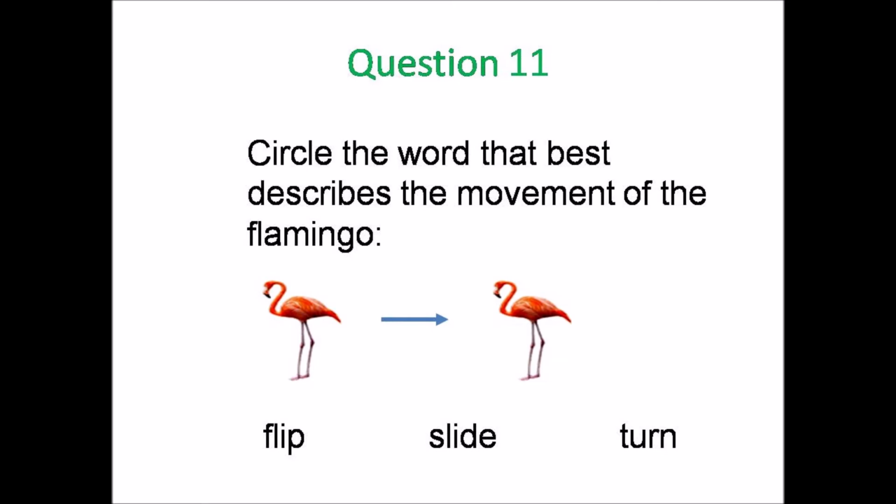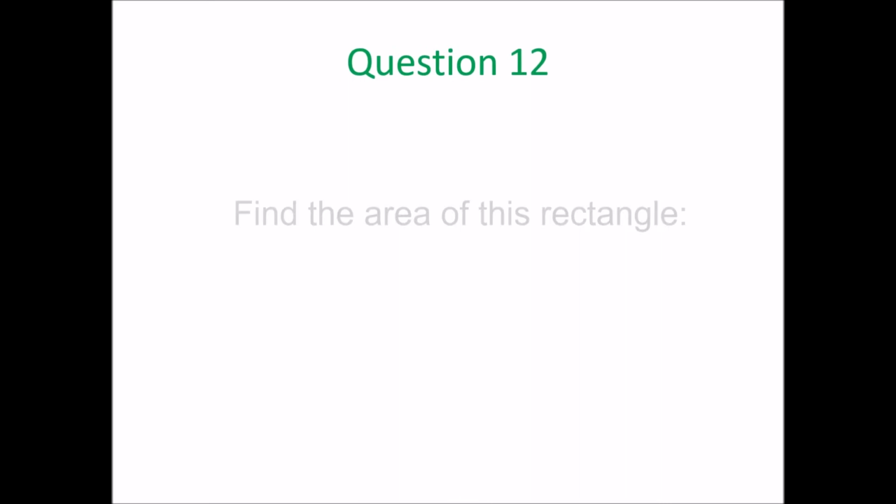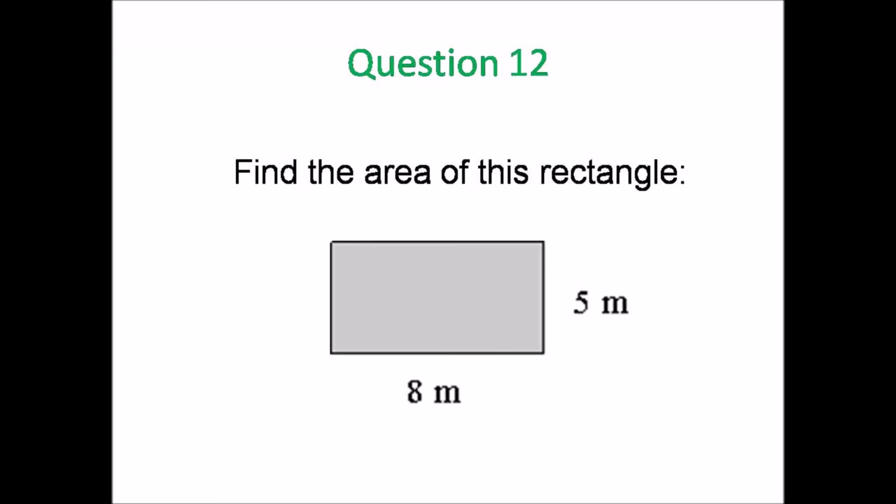Question 11. Circle the word that best describes the movement of the flamingo. Is it a flip, a slide, or a turn? Circle the correct answer. Let's go, let's go. And we are moving on to question 12.